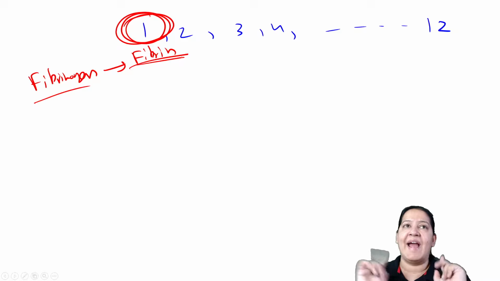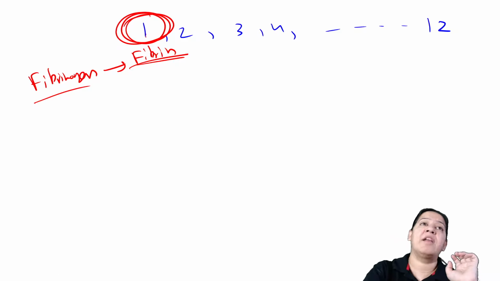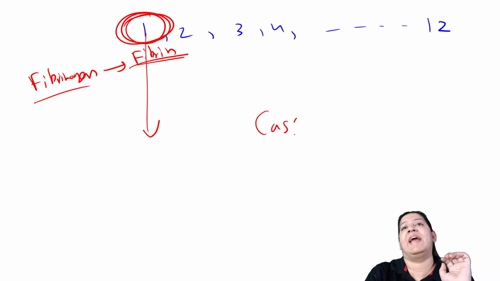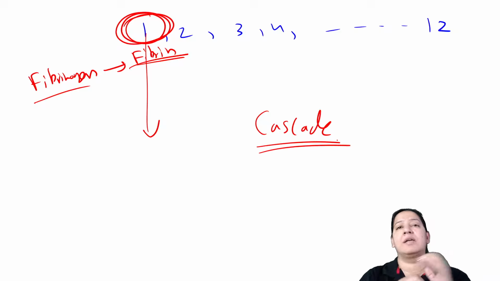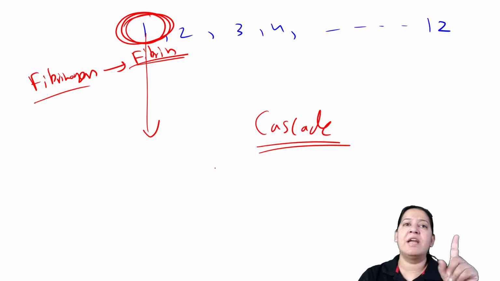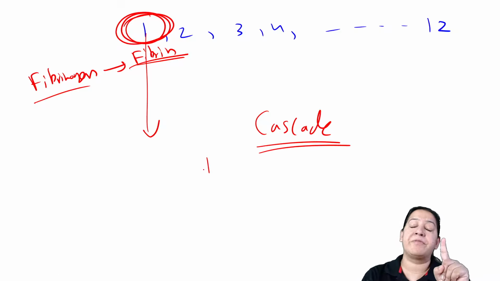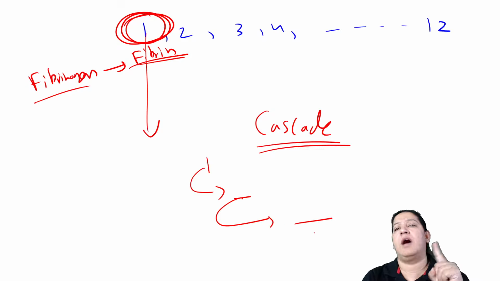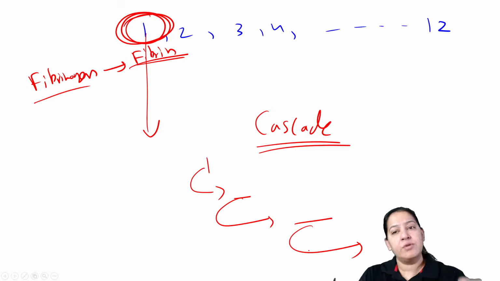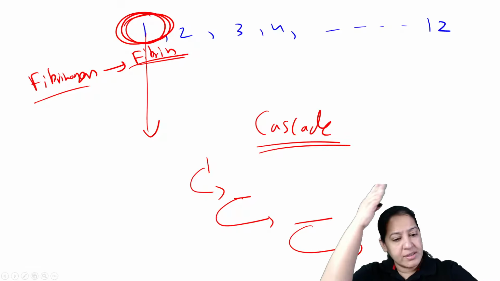But I cannot directly activate factor one. For activating factor number 1, I have to start a cascade. What do you mean by cascade? In a cascade, one coagulation factor will cause activation of another, and that will cause activation of another. So it is like a cascade. In the end, factor one will be activated.